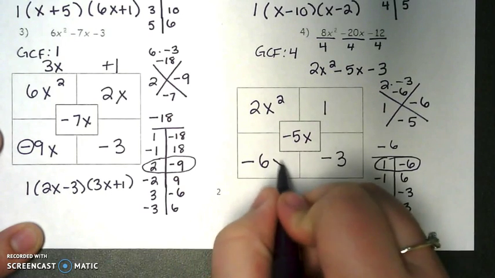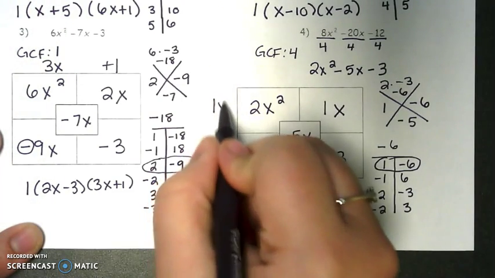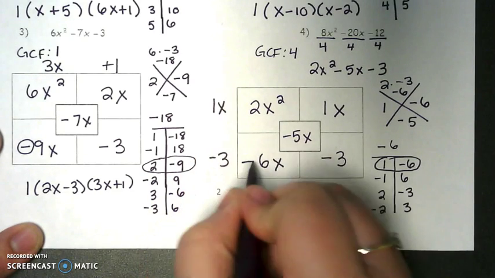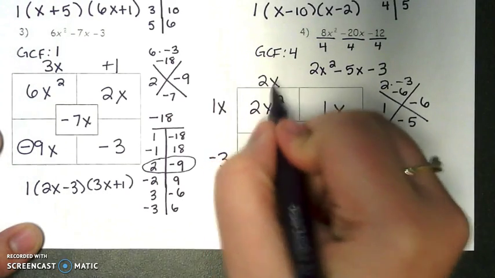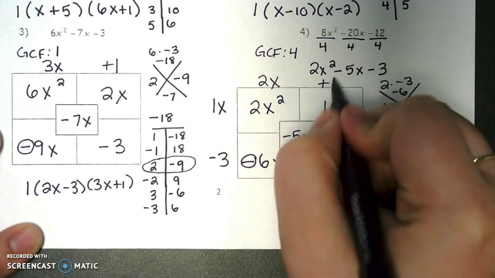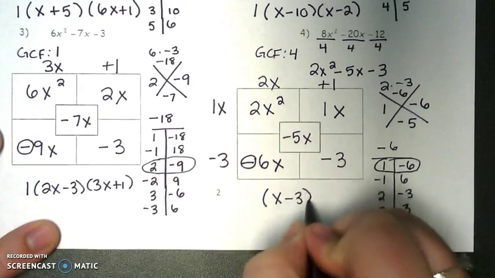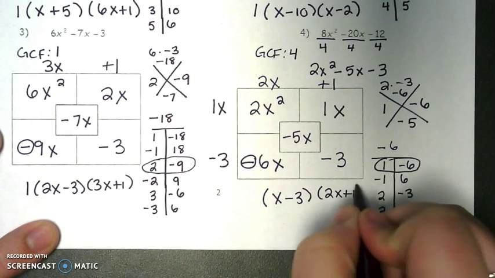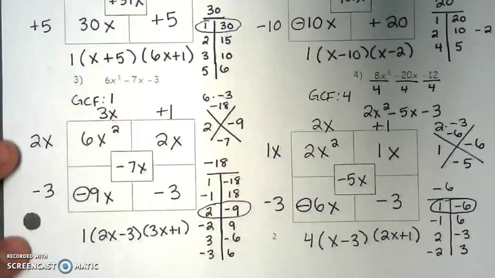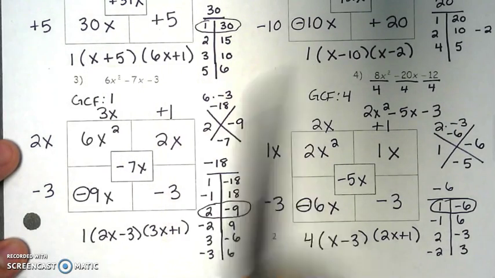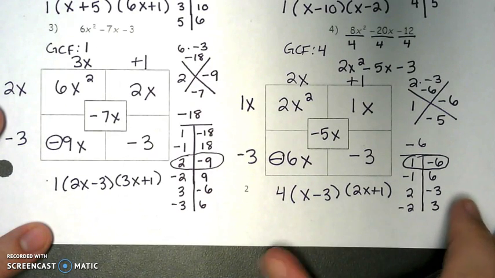The variable is x. GCF of the top is 1x. GCF of the bottom is -3, since it leads with the negative. GCF of the column is 2x. GCF of this column is +1. Now when we put these two together, we get x minus 3. The top is 2x plus 1. Now the 4 goes in front. So that's why it's a good habit, even if it's 1, to go ahead and put it in front. Now it's super important because we actually have a number that goes in front, which is 4.